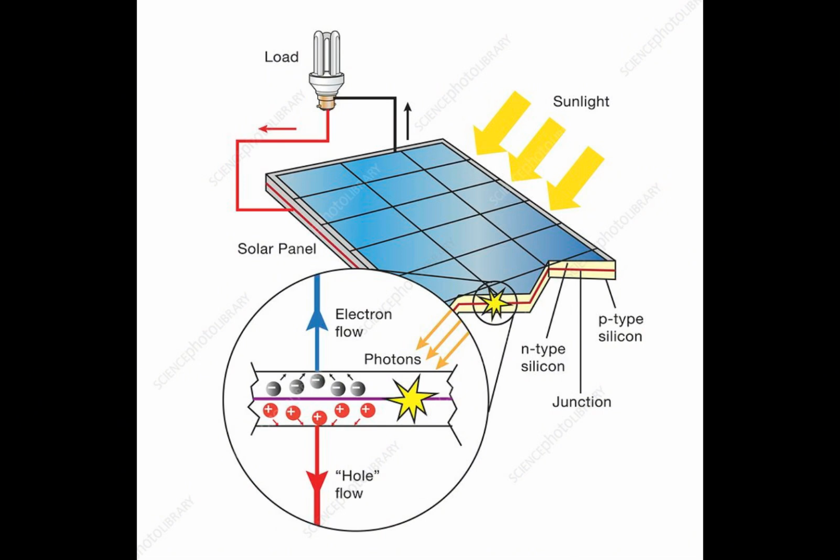The reason solar panels produce direct current and not alternating current is because the electrons flow in one way from the sunlight and not back and forth like alternating current.